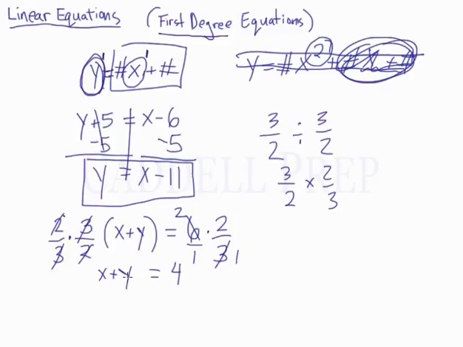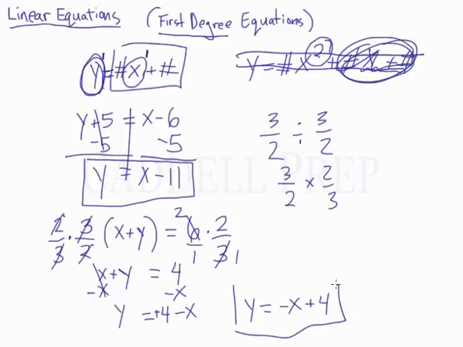Okay, we want to get the y by itself, so we have to get rid of this x. So we're going to subtract it. So we have y equals. Okay, now we can have 4 minus x as the answer. But normally we're going to write the x term first. So let's just write this as negative x coming first. And then there's a plus sign in front of this 4 because it's positive. So negative x plus 4.